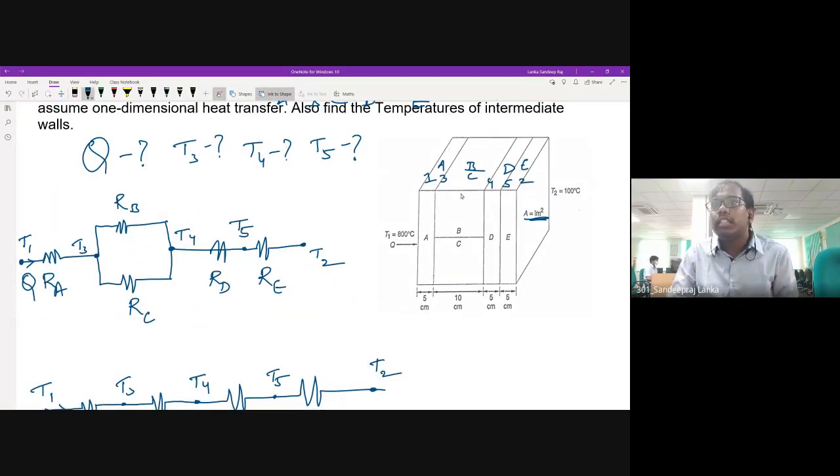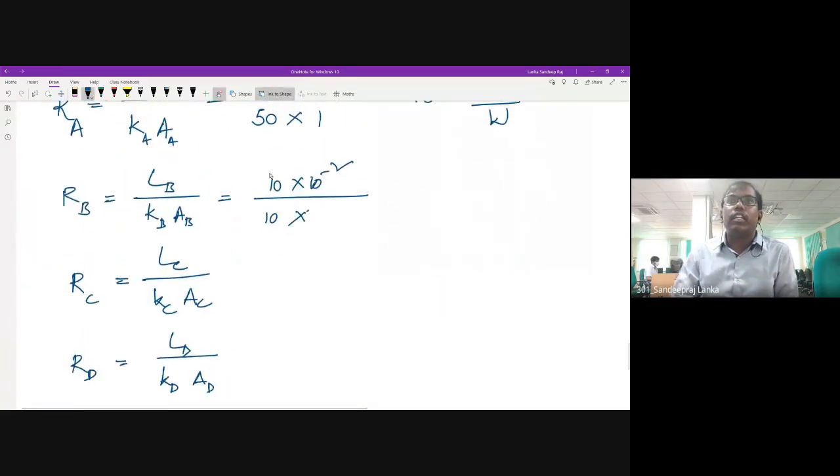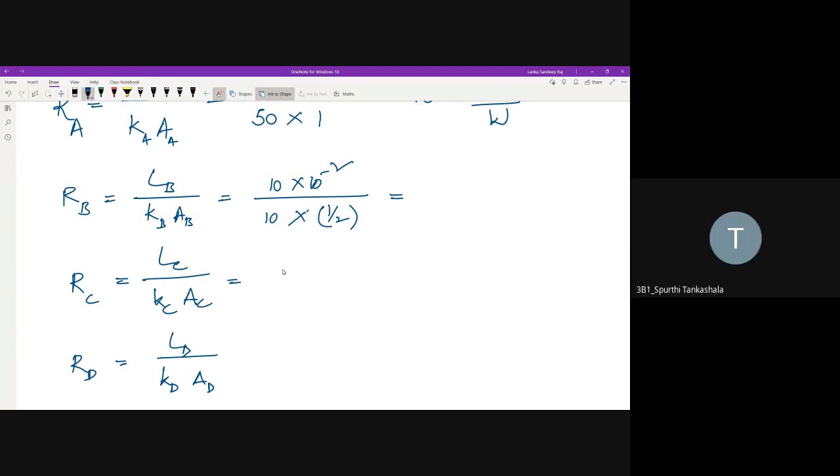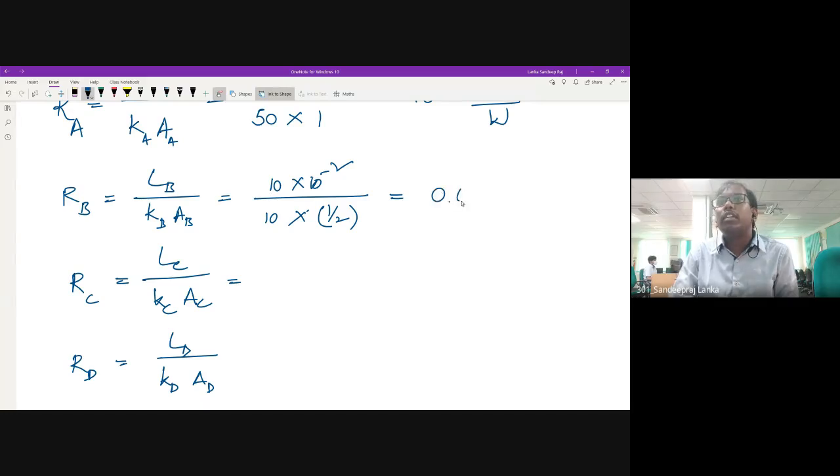You can see this is made into two halves. This is area by 2, and this is the remaining area by 2. So what I should take here is the area perpendicular to the direction of heat transfer. It is 1 by 2. Then you'll get some value. Somebody do it and tell me. 0.02 Kelvin per watt. Good.